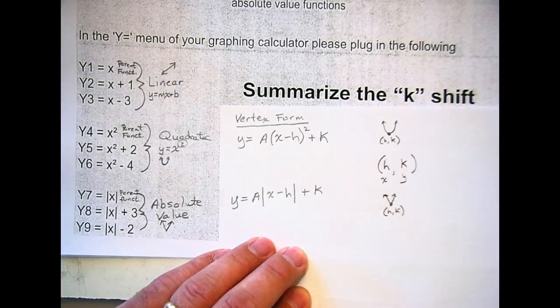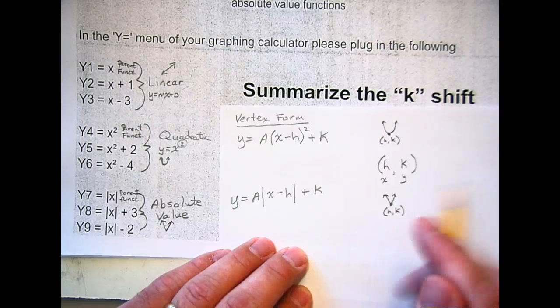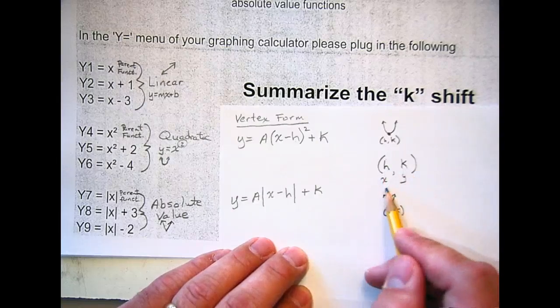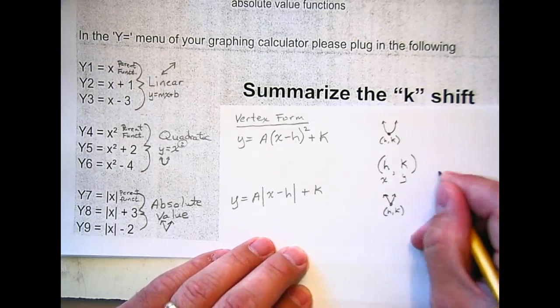In a linear graph, do you have a vertex? No. So you'd have to shift other things, and we're not worrying about that, okay? We're sticking with y equals mx plus b. The HK, h comes before k, x comes before y. All right? We try to remember that it goes in that order.